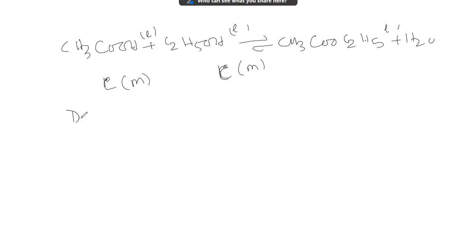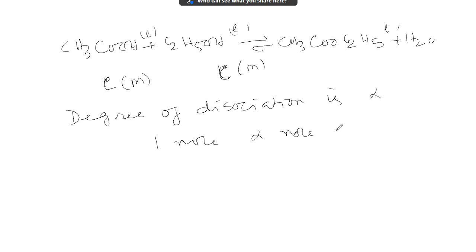So what is degree of dissociation? Alpha. What does it mean? Out of 1 mole, alpha mole decomposed; out of C moles, C alpha mole will decompose. So what will be the amount of acetic acid left? It will be C minus C alpha. In this case also, C alpha into C alpha. This is the equilibrium concentration of the reactant and the product at equilibrium.